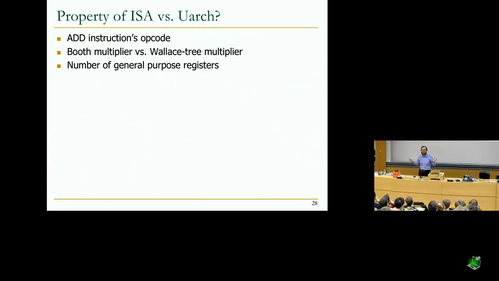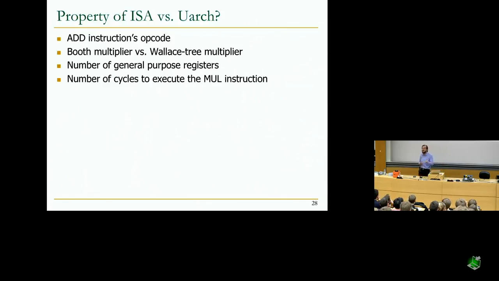Number of general purpose registers, ISA or microarchitecture? Who says ISA? Okay, who says microarchitecture? Okay, wow. Okay, so let's look at the interface. If you look at MIPS, it clearly specifies that you have 32 registers, right? So that's part of the ISA actually, because some programmer needs to know how many registers you have. Now, how you implement those registers, how you implement those instructions is part of microarchitecture.